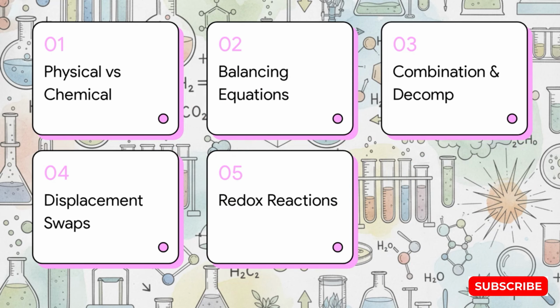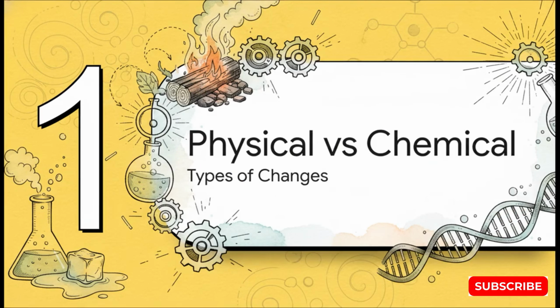So here's our game plan. First, physical versus chemical changes. Second, balancing chemical equations. Third, combination and decomposition. Fourth, displacement and double displacement. And finally, understanding redox reactions. Let's get into it. Part 1.